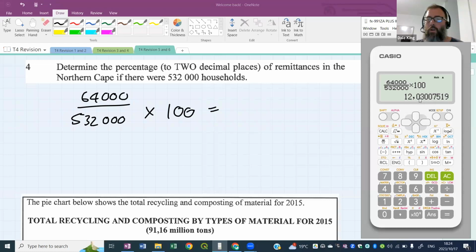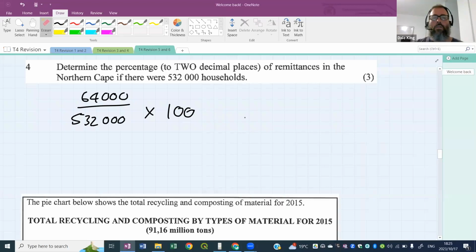Now, I'm not going to write all these decimals out tonight. We can see it's 12,03007. So I'm just going to round it off to 12,03. Let's just do it nice and easy, straight into the answer, which is 12,03%. Remember, they want 2 decimal places.